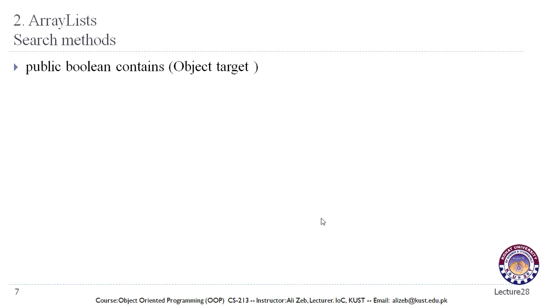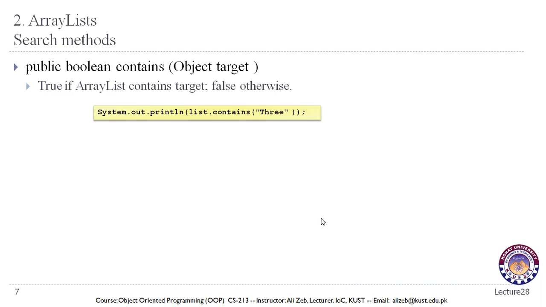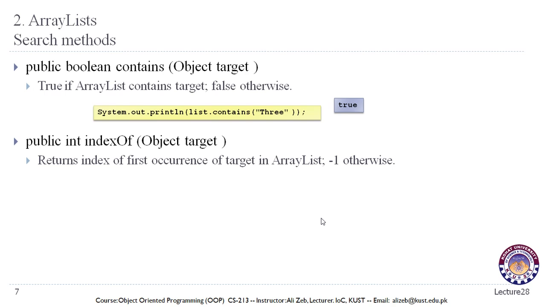We have search methods, for example the contains method. It returns true if the ArrayList contains the target, false otherwise. If our list contains 3, this method will return true, otherwise false. In this case it will return true. The public int indexOf(Object target) method returns the index of the first occurrence of the target in the ArrayList. If the target is not available in the ArrayList, it will return -1.